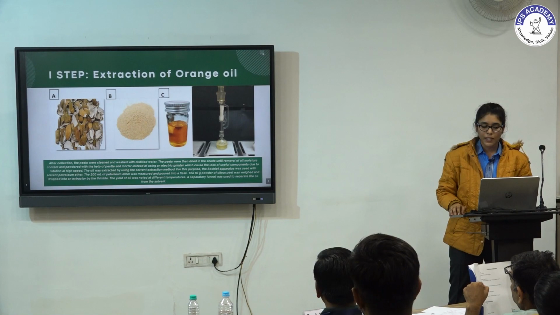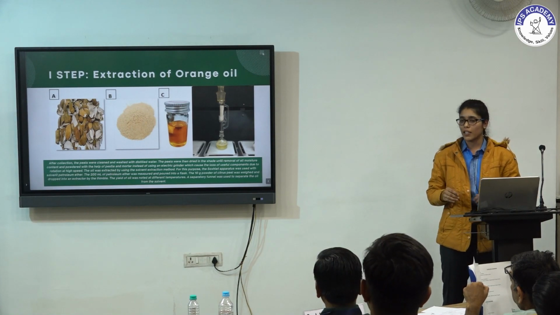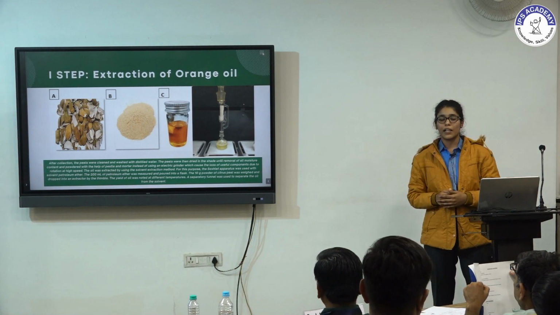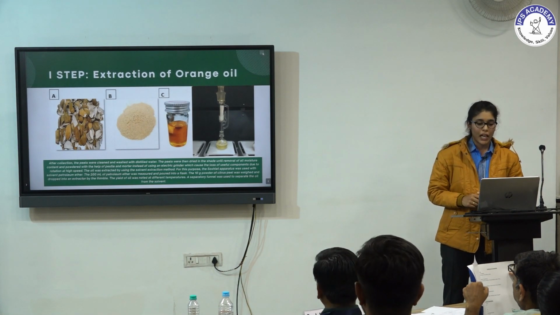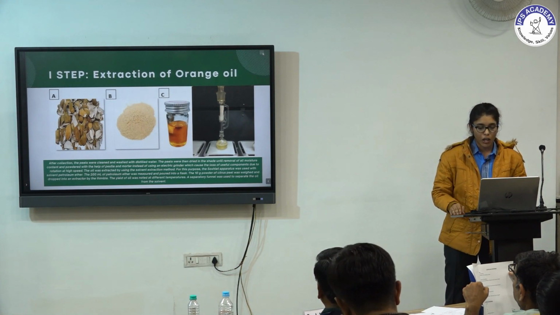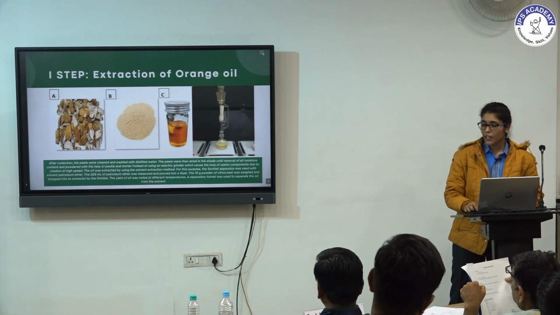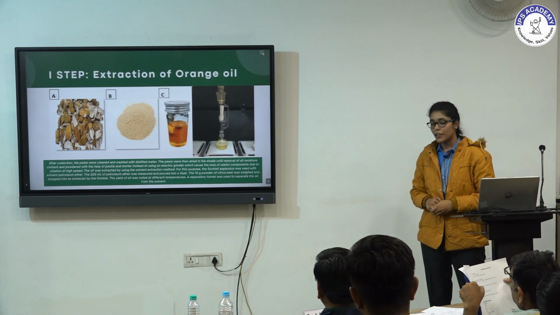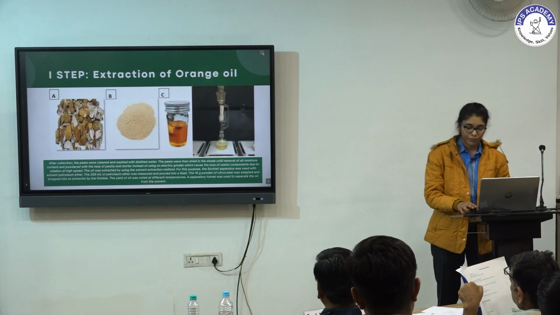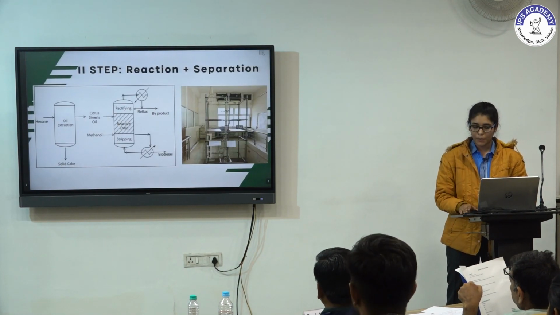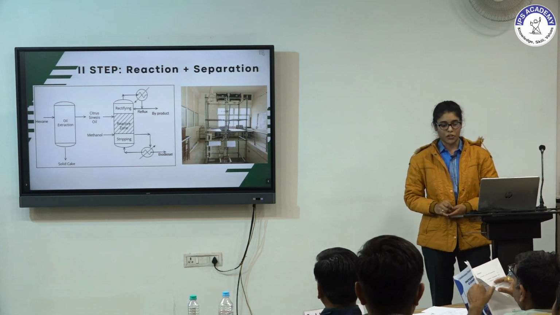Firstly, we have put this orange powder into the Soxhlet apparatus, and it requires only a single chemical, that is petroleum ether. With the help of it, we have extracted our oil, and the rest of the data are shown in the slide. We have done this on a large scale. Moving ahead to our second step, that is the reactive distillation and the separation.